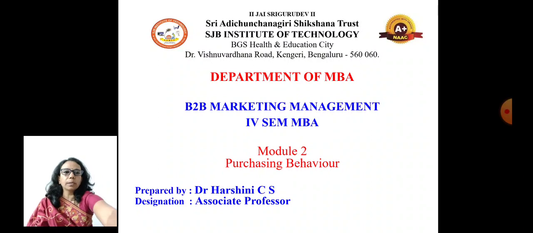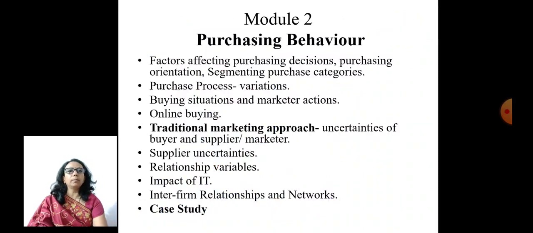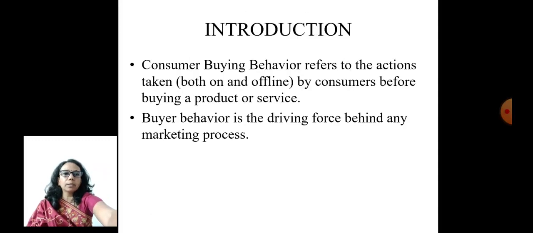This includes some contents of Module 2, Purchasing Behavior. So this is the content: factors affecting purchasing decision, purchasing orientation, segmentation, purchase categories, purchase process variations, buying situations and market actions, online buying, traditional marketing approach, uncertainties of buyer and supplier marketer, supplier uncertainties, relationship variables, impact of IT, interfirm relations and networks, and we shall see if we can discuss a case study here. So in this video I'll be covering a few concepts under this module.